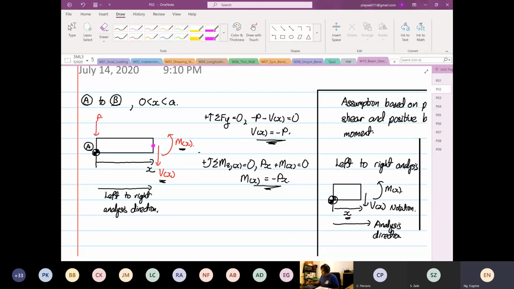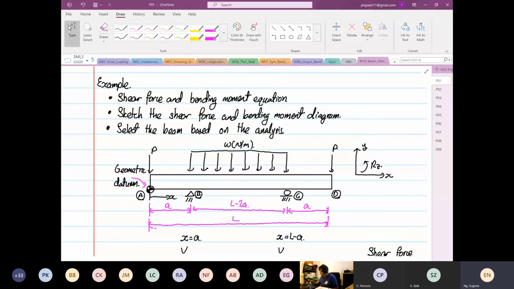what I'm going to do now is, at the same time, as I said, sketch the shear force and bending moment diagram. As you can see from our structure, we have to analyze what is going on at point A, between point A to point B, then at point B, then point B to C, then at point C, and then point C to D. So we're going to create a table.